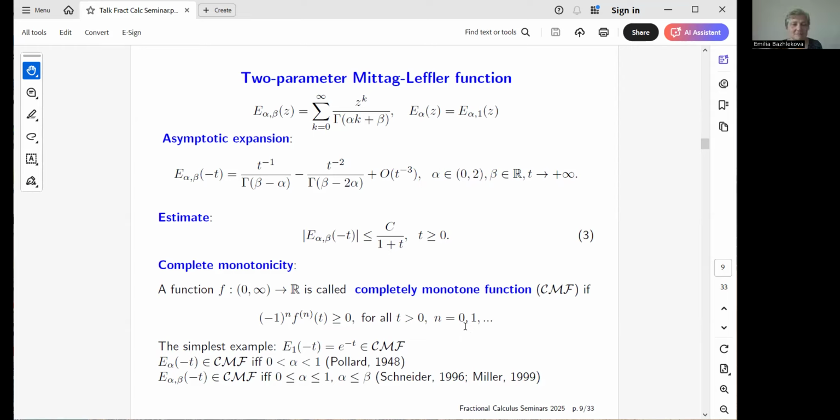Indeed, maybe this is a misprint. Yeah, I'm sorry. It should be less than or equal to 1. Yeah, thank you very much. Thank you.